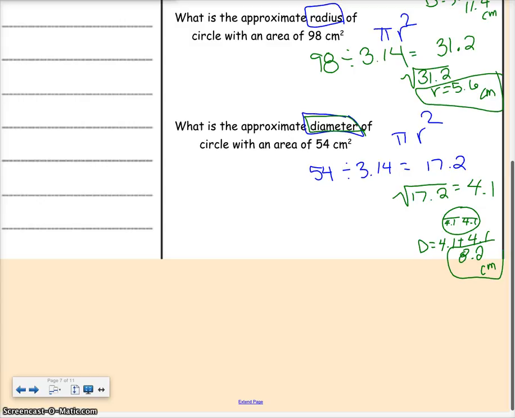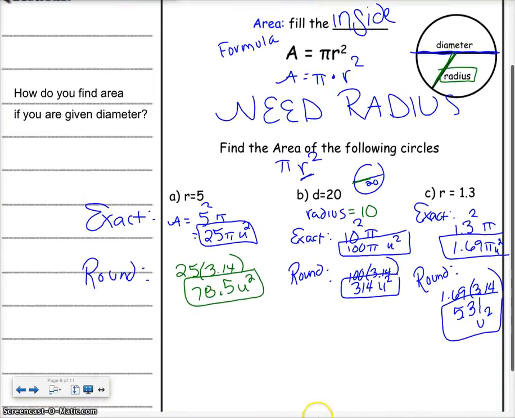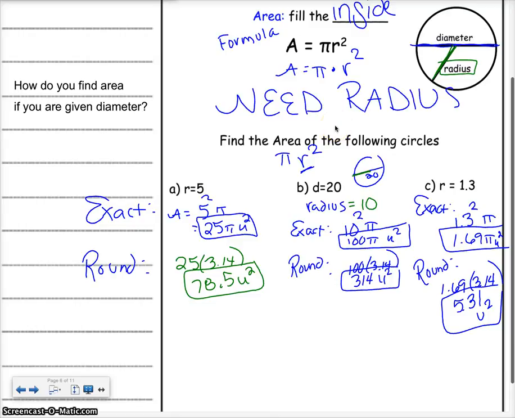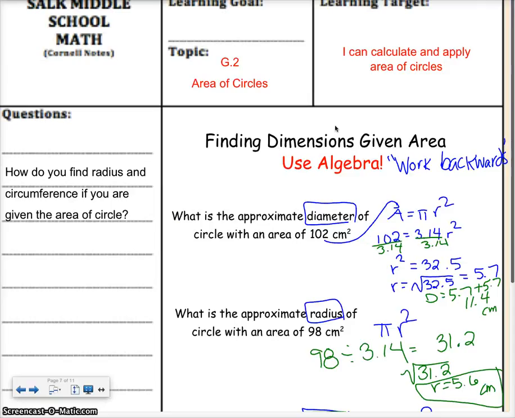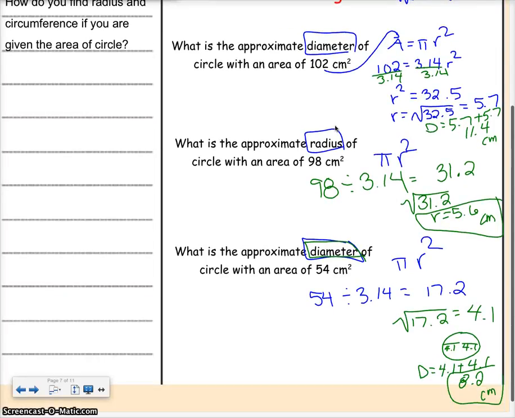Key thing, exact, you leave pi. So on this front page, for exact, we always left pi as it was. For round, we use 3.14. You always need r for area. And then working backwards, you just write the formula out and then do the opposite operation.